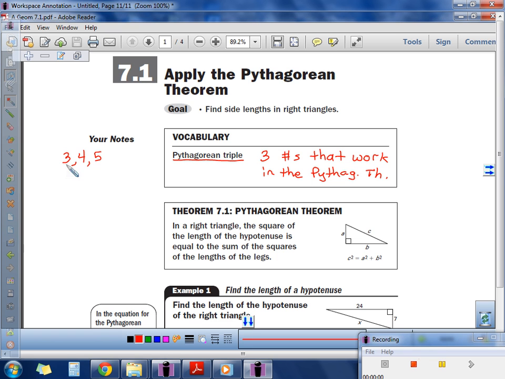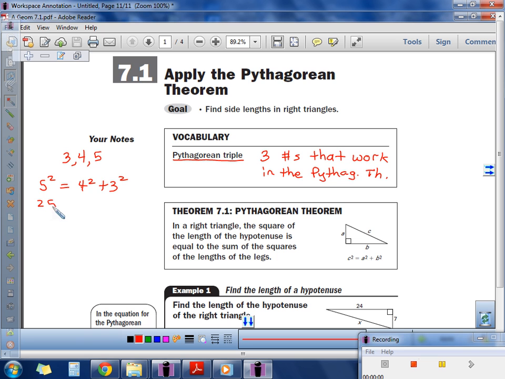So out of these numbers, what do I plug in for C? 5. I always pick the biggest to plug in for C. You've got to make sure that the biggest, the longest, goes in for C. So it's 5 squared equals 4 squared plus 3 squared. The order of these two terms does not matter. You could put 3 squared, then 4 squared, or leave it how we have it.